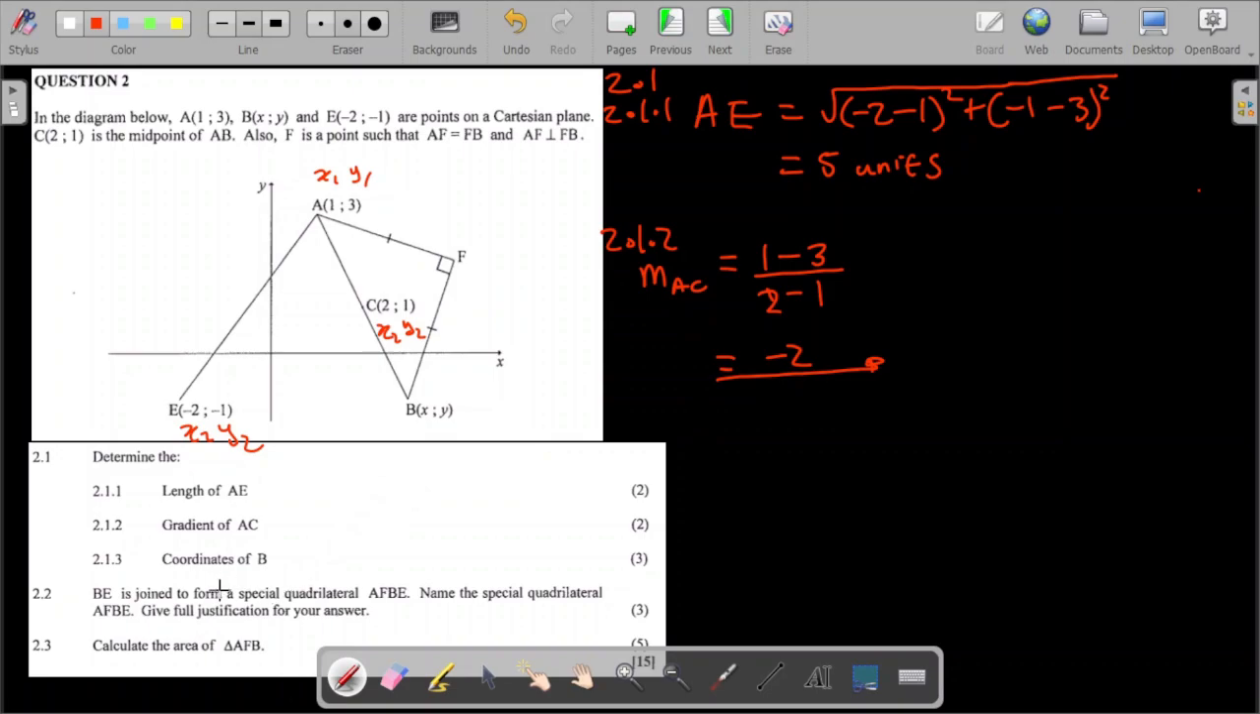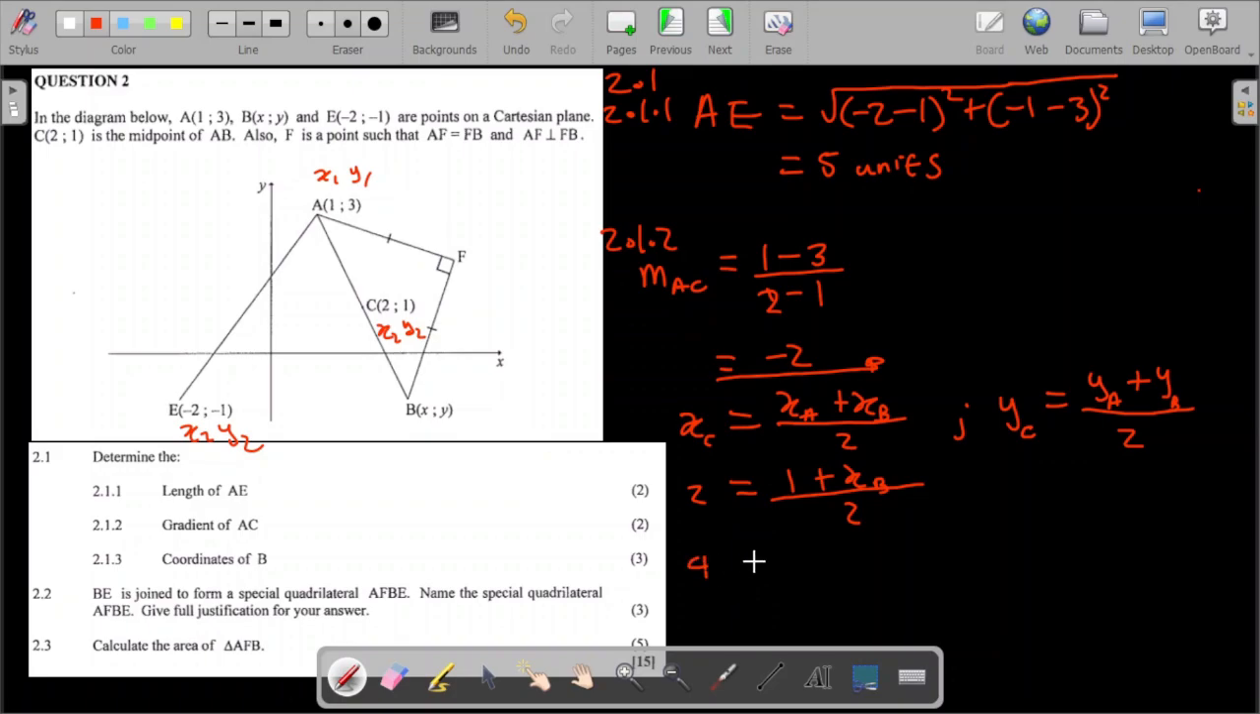Now going to calculating the coordinates of B. Remember, we are told that C is the midpoint of AB. So since C is my midpoint, we can say the x of C is equal to x of A plus x of B all over 2, and also the y of C is y of A plus y of B all over 2. Now x of C is 2, which equals x of A, which is 1, plus x of B that I'm looking for, all over 2. Then cross multiply, this gives me 4 equals 1 plus x of B. Then take this to the other side, so my x of B is going to be 3.